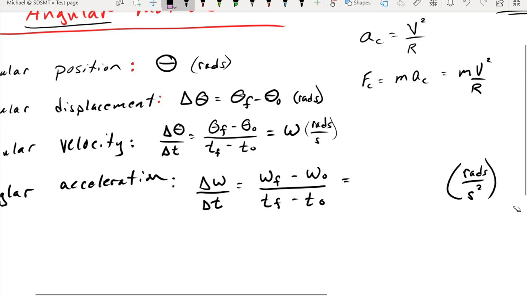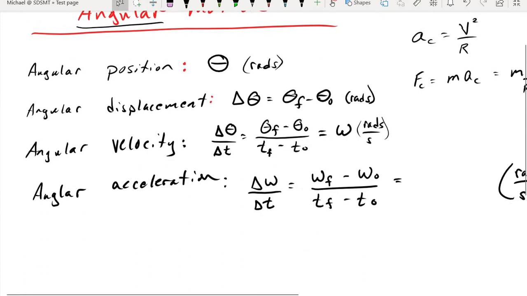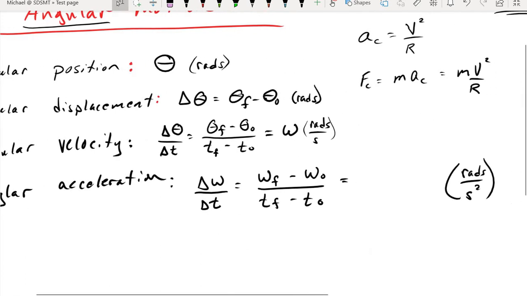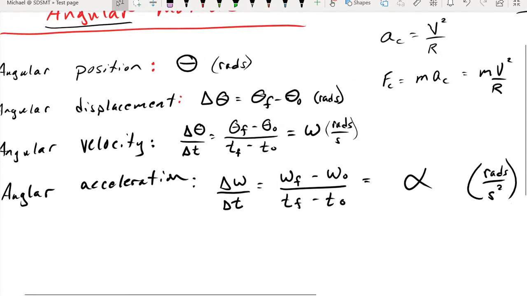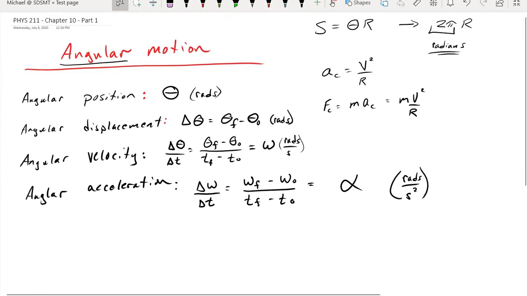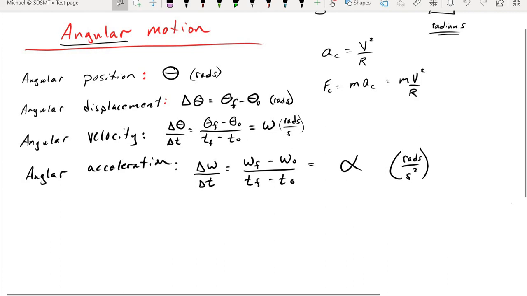Once again, we want to use a Greek letter to represent the angular acceleration so that we don't get it confused with things like centripetal acceleration or regular acceleration. And the best letter that we have out there that actually makes some sense is alpha. So alpha is going to stand in for the angular acceleration.